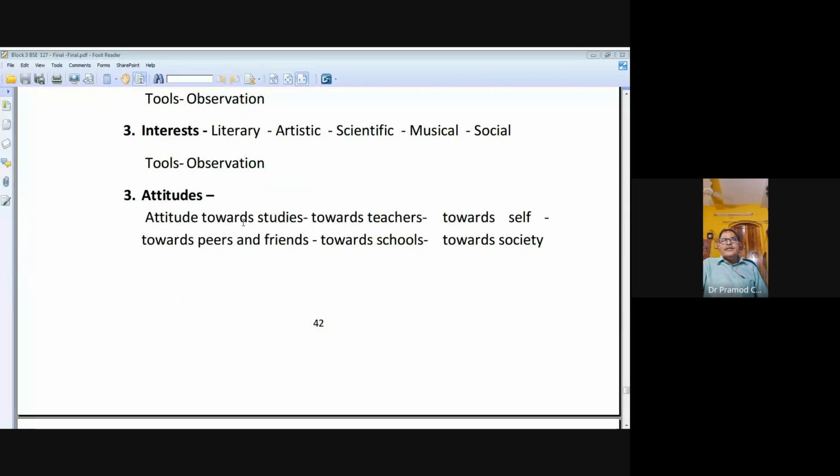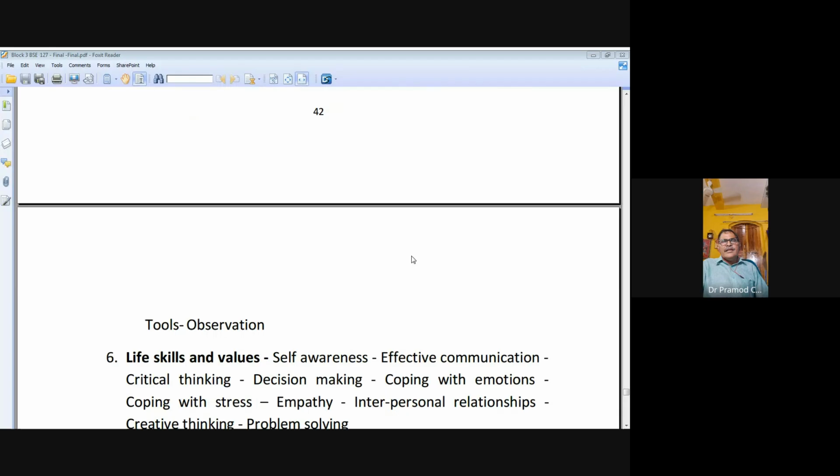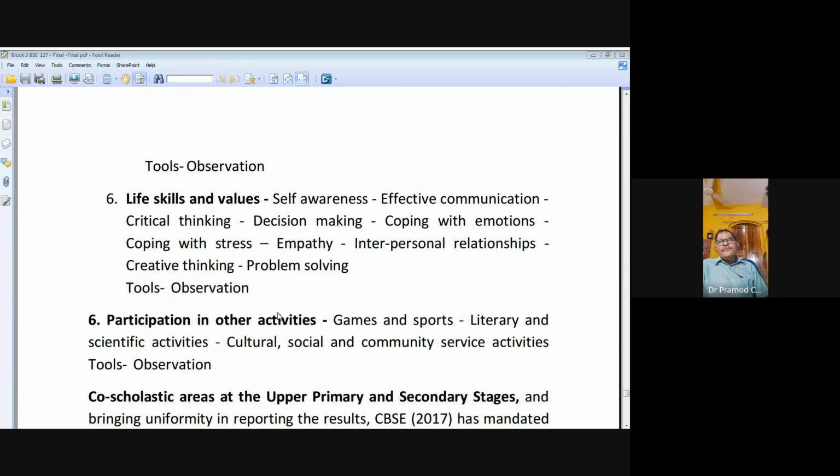Attitudes means attitudes towards the studies, towards the teachers, towards the self, towards the peer groups, towards the schools, towards the society. This we will also have to find out in observation. Life skills, suppose self awareness, effective communication, critical thinking, decision making, coping with the emotion, coping with the stress, empathy. What do you mean by empathy? Feeling sad in someone else's sorrow. Interpersonal relationship is there, creative thinking is there, problem solving is there.